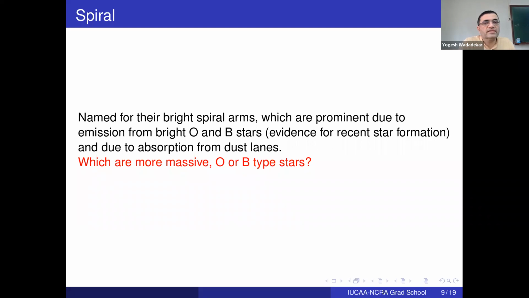So which are more massive, O and B, between O and B type stars? O type stars. They are the most massive stars known. They are very short-lived stars. B type stars are somewhat less massive, but again quite massive.